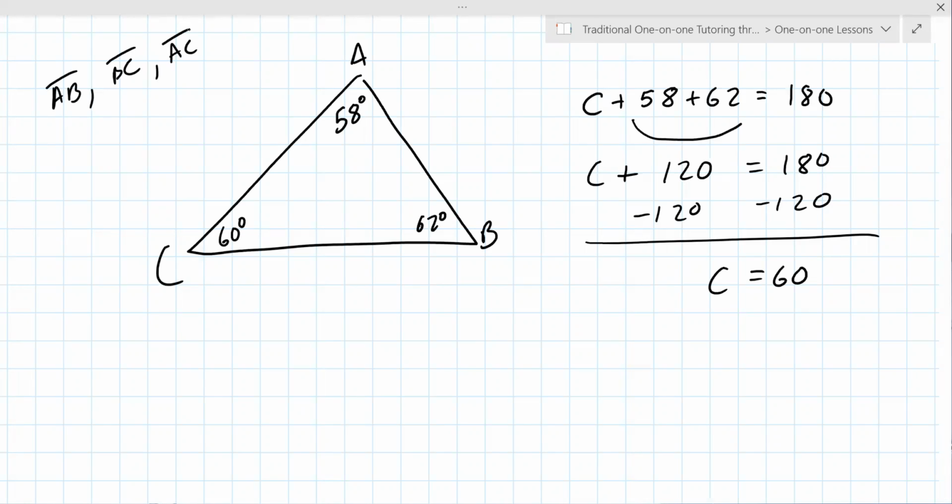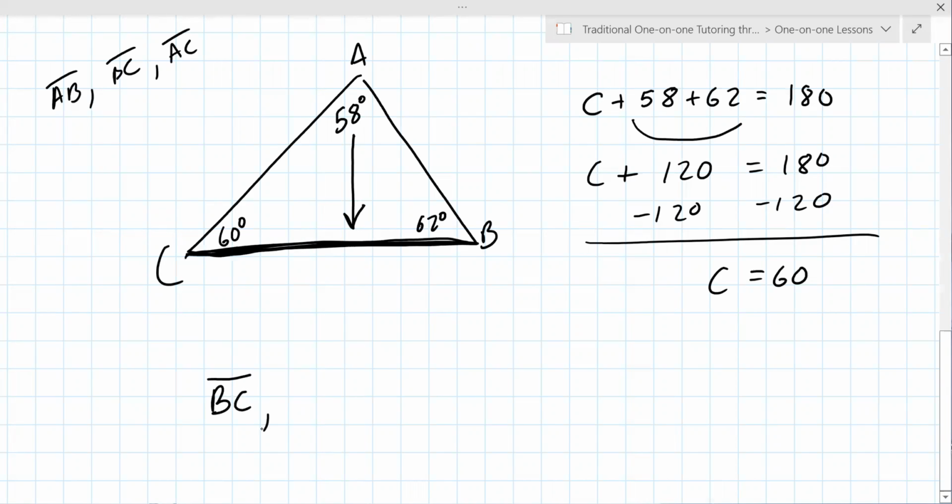What's across from angle A? AB. No, you're just guessing. Here's angle A. What's across from it? What is this side right here? What two letters make up that side? CB or BC. Okay, so BC is the smallest.